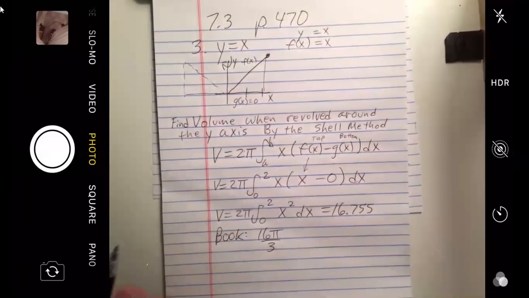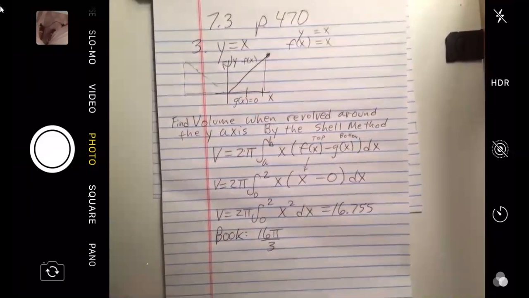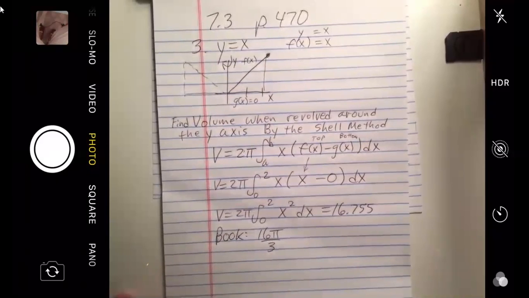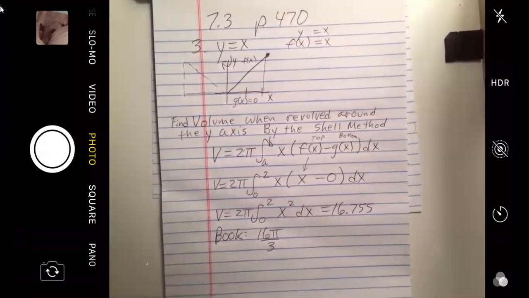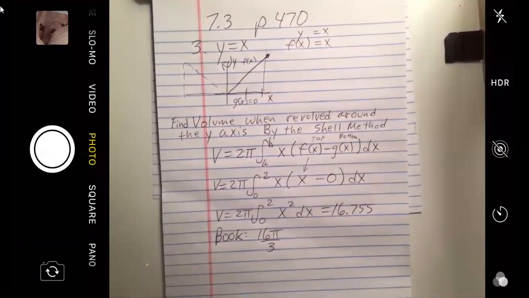Further down the page, they set up situations where you have to do things both ways to show you. Set up the integral like with the washer method and with the shell method. It's amazing that they give you exactly the same answers.